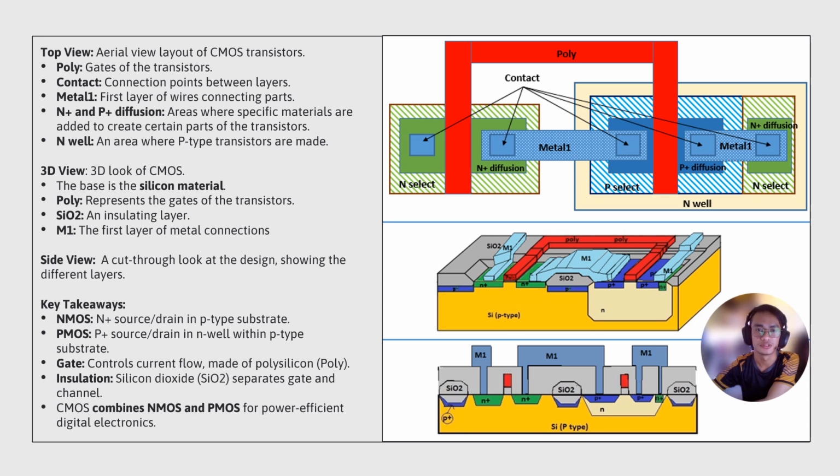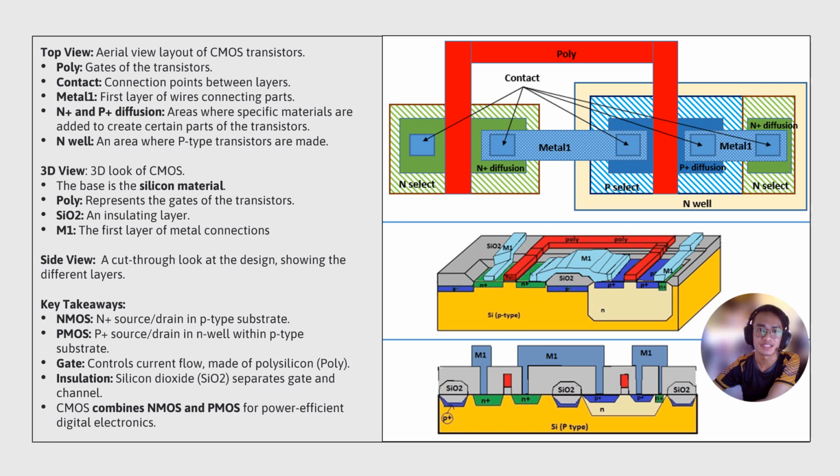So for the top view, this view provides a planar representation of CMOS layout. Poly represents the polysilicon gates of the transistor. Contact represents contact points where the different layers connect. Metal 1 represents the first layer of metal interconnects that connect different parts of the circuit. And N plus diffusion and P plus diffusion regions where the silicon substrate has been doped with N-type and P-type dopants respectively to form source and drain regions of the transistors.